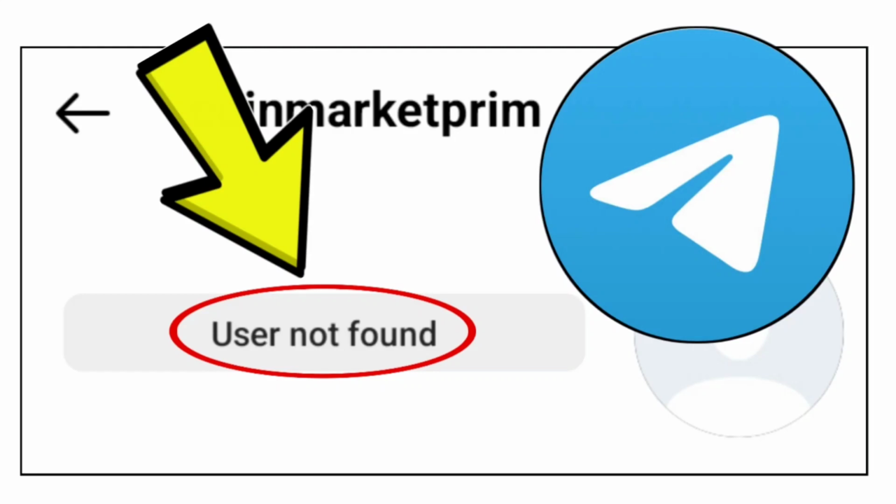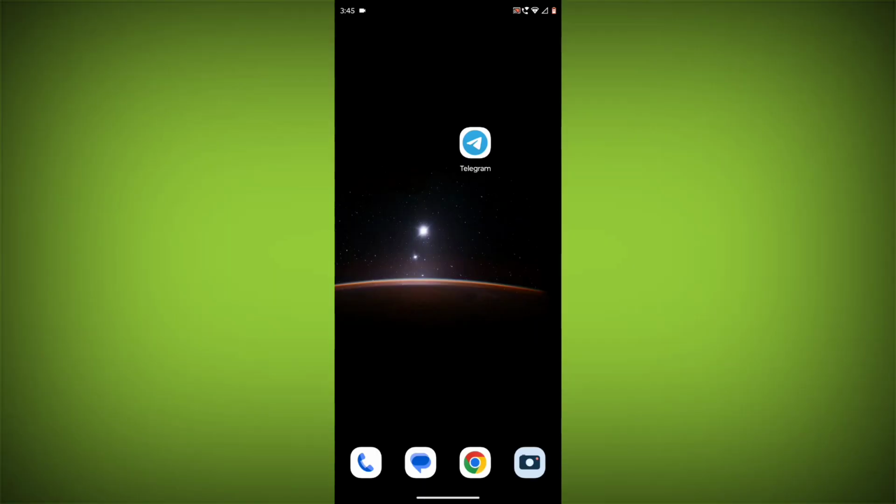How to fix Telegram app user not found problem, step-by-step detailed solution. 1. Make sure that you are typing the user's username or phone number correctly. 2. Avoid using special characters in the user's username or phone number. 3. Avoid using spaces in the user's username or phone number.